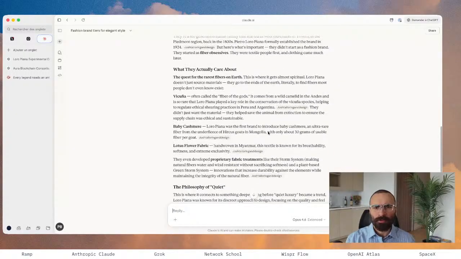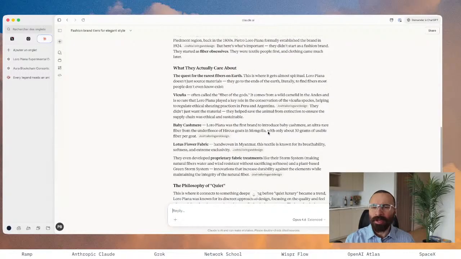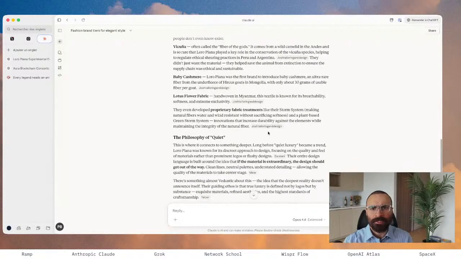Loro Piana doesn't just source materials, they go to the ends of the earth, literally, to find fibers most people don't even know exist. We read about Vicuña last time, often called the fiber of the gods. It comes from a wild camelid in the Andes, and it's so rare that Loro Piana played a key role in the conservation of the Vicuña species, helping to regulate ethical shearing practices in Peru and Argentina. They helped save the animal from extinction to ensure the supply chain was ethical and sustainable.